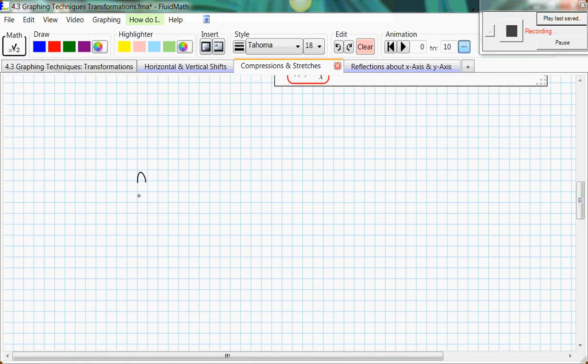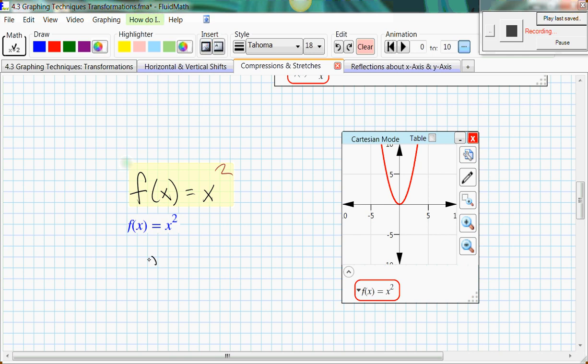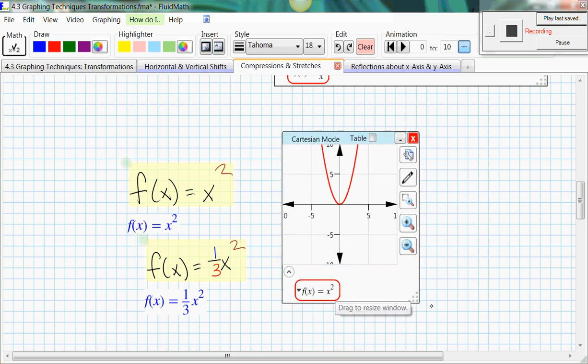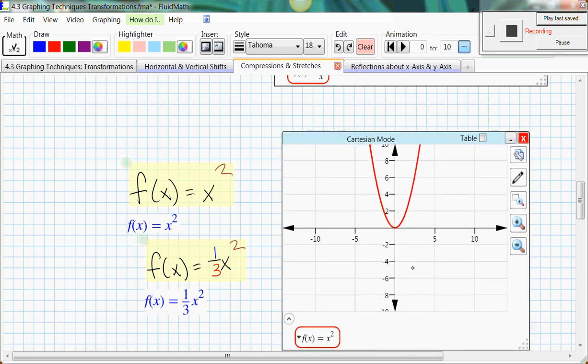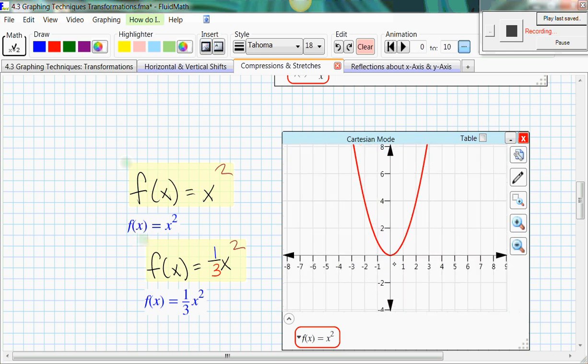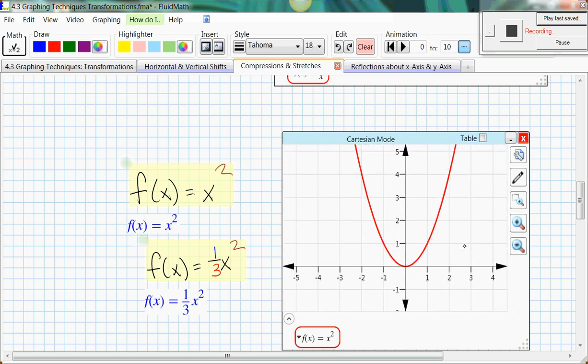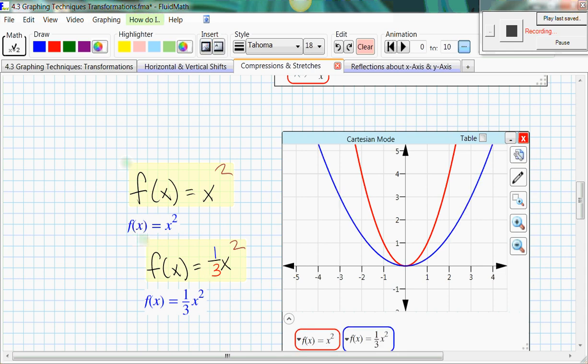Let's do f of x is equal to x squared. So that's the general old parabola, right? Now, what if I do f of x is equal to 1/3 of x squared? Well, 1/3 means that I'm multiplying by a positive fraction, so that graph should be compressed out. So here we go. When I go like that, you can see that it's a little bit wider.